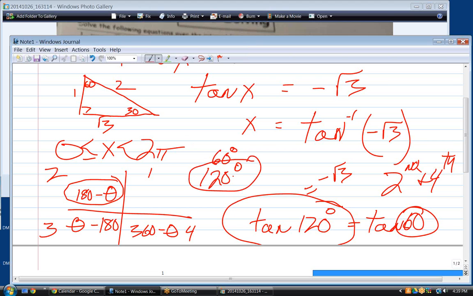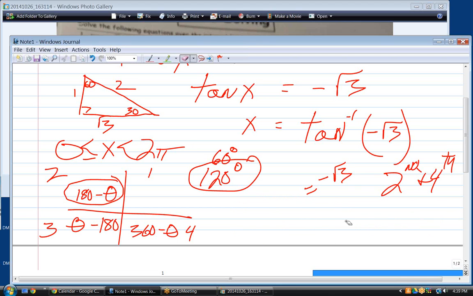So there's one answer. Where else in the unit circle is the tangent negative? You said fourth. What angle in the fourth quadrant is the equivalent of 60 degrees in the first quadrant? 300. There's your answer. There's your two answers. 300 and 120. Okay? All right.